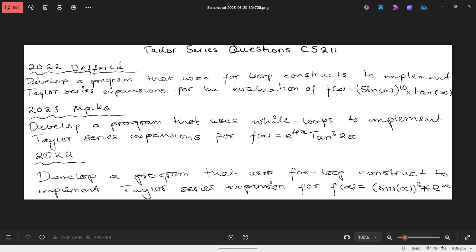Okay, so the next question is saying develop a program that uses while loops to implement Taylor series expansions for f of x is equal to exponential 4x times tan 2x to the power 3. This is a little bit different because we're not going to use a for loop now. We're going to use a while loop.